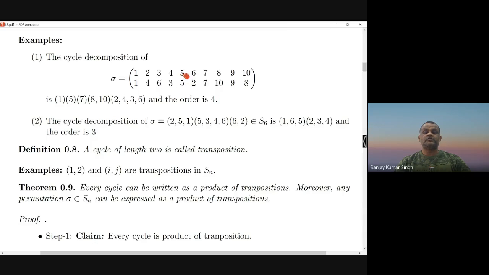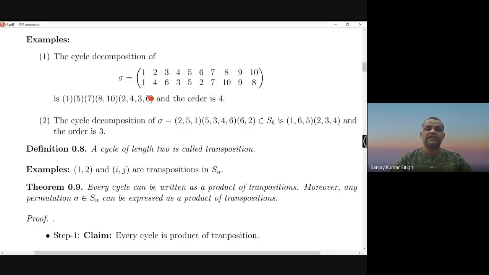It is easy to check that 5 is also going to 5. 7 is going to 7. 8 is going to 10, and 10 is going to 8. Now, some people can also arrive at it by changing the order, but in the case of disjoint cycles, order doesn't matter. Why?